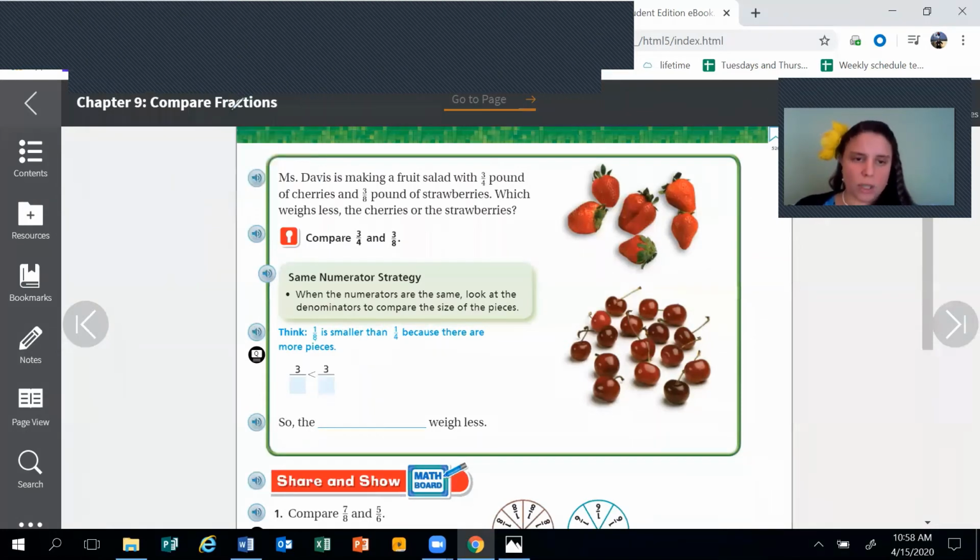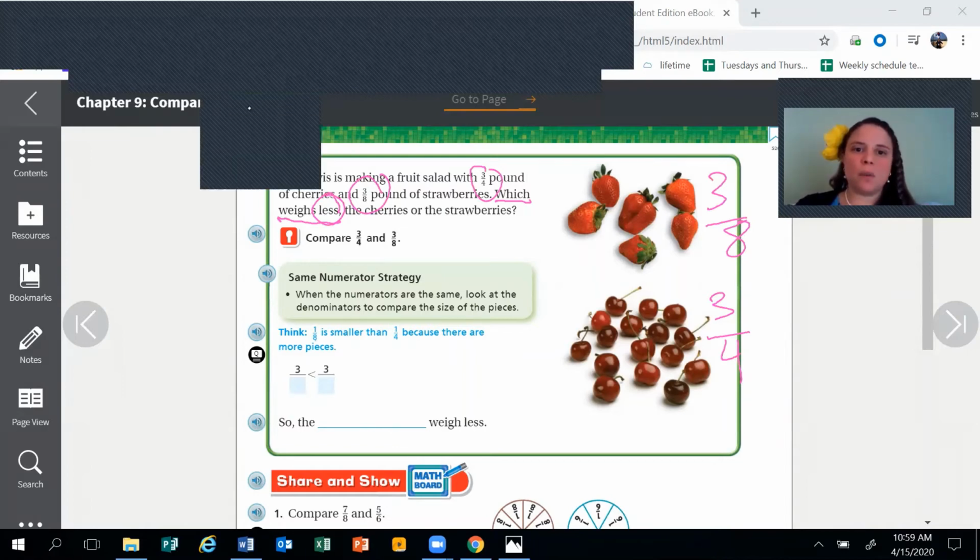Now this one is trying to trick you. You might not know it, but I know it. Because it wants to know which weighs less. Now all the other problems we've been doing from before now have been which is more. But right now, I want to know which is less, okay? So we know that cherries is 3/4 of a pound, and the strawberries is 3/8 of a pound, okay? When the numerators are the same, we're going to look at the denominators this time to try and figure out which one is less, okay?